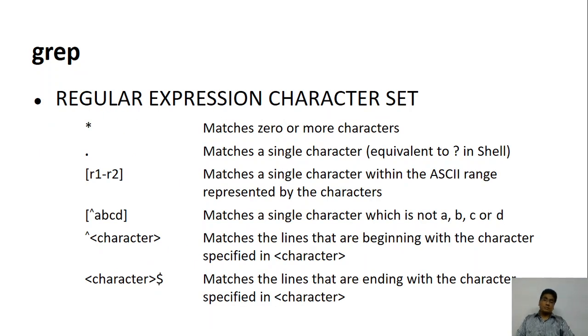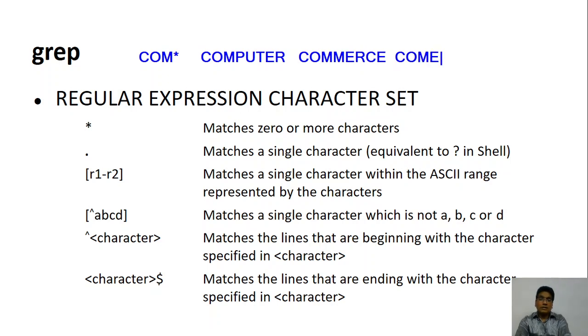Okay, you can use regular expressions. Now regular expressions are the same as file character matching, that is, metacharacters. So star means match 0 or more characters. If you say CO star, what are the things it's going to match? It may match computer, it may match commerce, it may match come, and many other things. I don't get all the words.